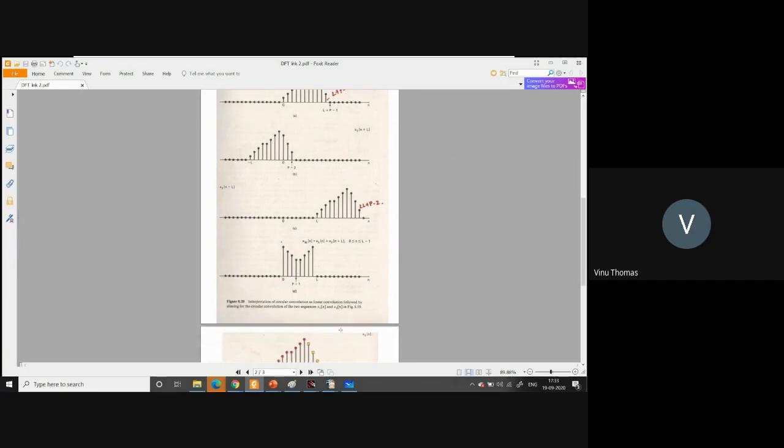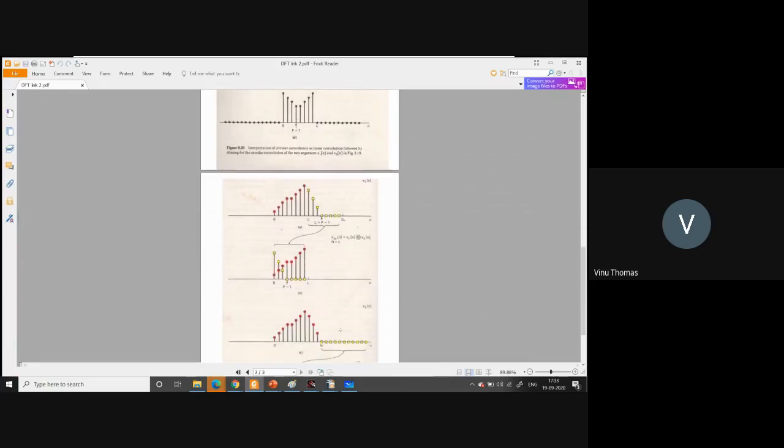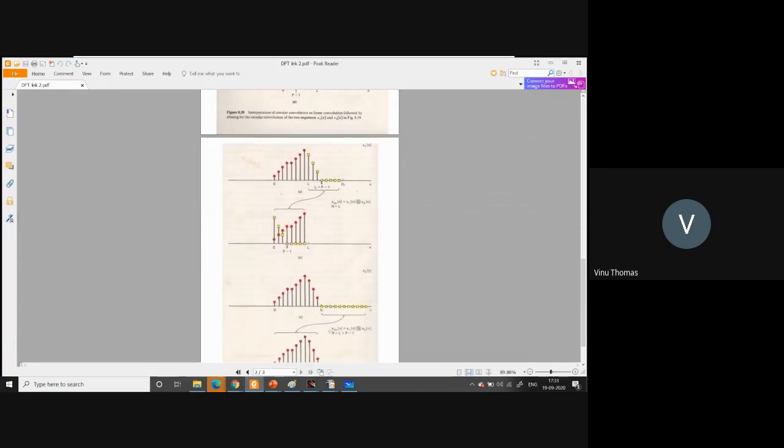We will now illustrate this by looking at the sequence x3 of n alone. We will not look at the next period. So let us look at x3 of n. We will mark 0 to L plus P minus 2. This is the last sample, L plus P minus 2. Again, we recollect that L is equal to 8 and P is equal to 4.